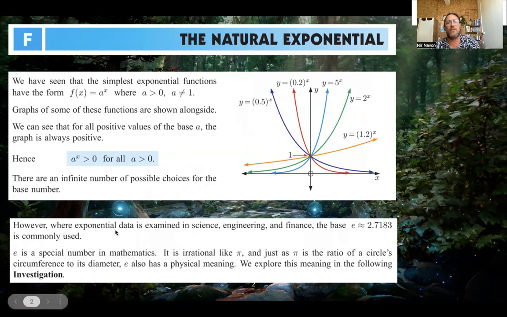However, where exponential data is examined in science, engineering, and finance, the base e, which is estimated as 2.7183, is commonly used, very common. e is a special number in mathematics. It is irrational, meaning it's a non-ending decimal number. It is irrational like pi, and just as pi is the ratio of a circle's circumference to its diameter, e also has a physical meaning. We explored this meaning in the following investigation.